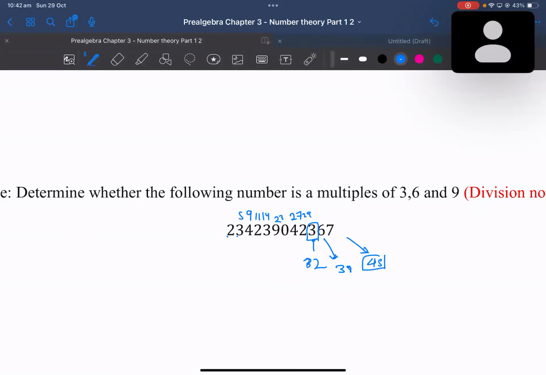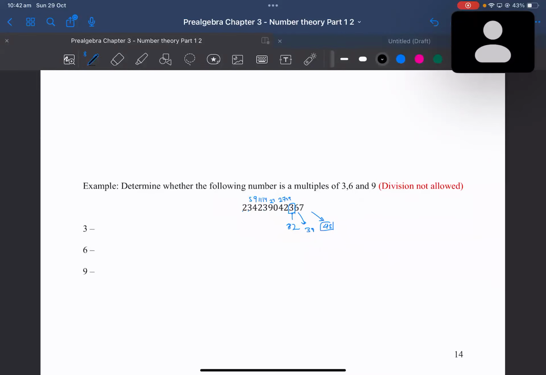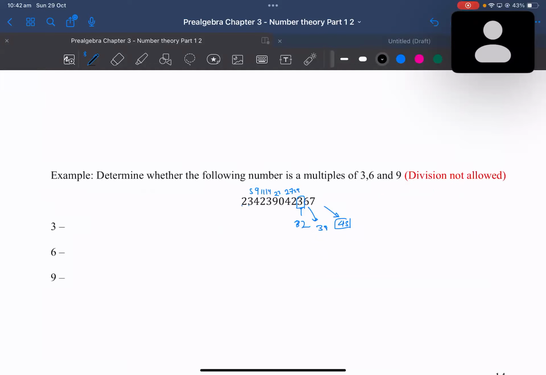No, you need all the numbers, not the last 3. Okay. So it's not the last 3, it's every single digit. So it will be yes for 3. What about 6? No, because it's not even. And then 9? Yes. Yep, good. So it's yes, no, yes.